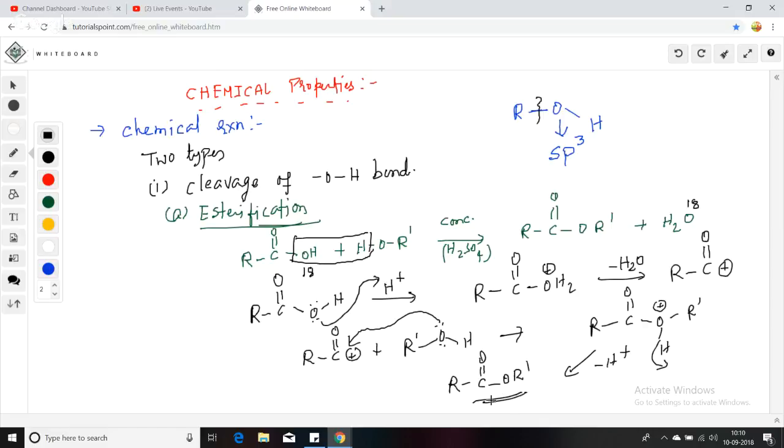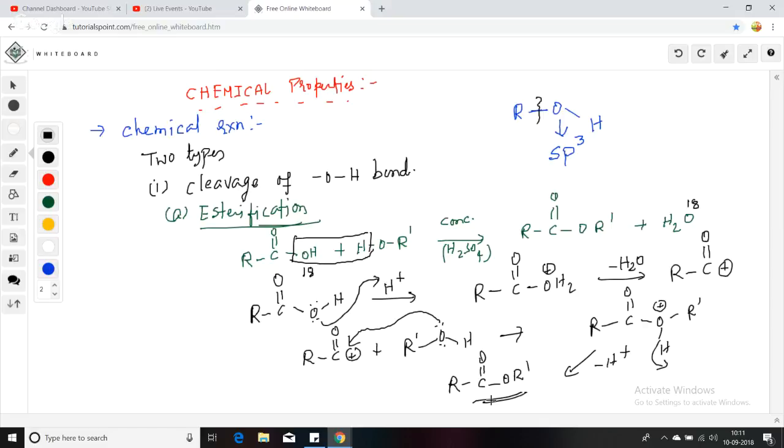So this gives you the ester from the alcohol. And we have discussed a few examples of this. Intramolecular esterification takes place when we have gamma and delta hydroxy carboxylic acids. So these reactions we have already discussed, so we are not going to discuss them again.